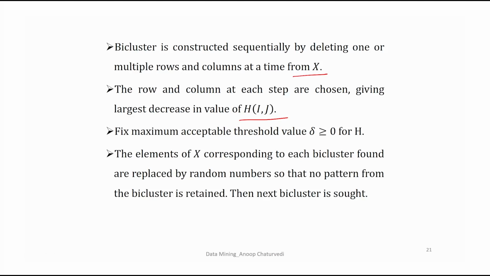Now, your objective function is hij. So, we consider the decrease in this value, and then we fix a maximum acceptable threshold value, say delta greater than or equal to 0 for h, and the elements of x corresponding to each bicluster found are replaced by random numbers so that no pattern from the bicluster is retained. Then the next bicluster is solved. So, this is how we go for biclustering using the objective function hij.